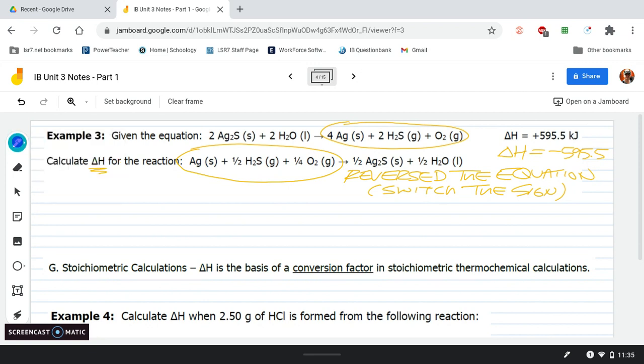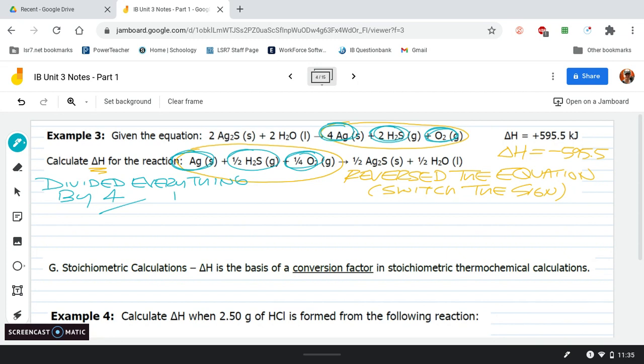Now, let's take a look at what they did to these values. This used to be a 4. It's now a 1. This used to be a 2. It's now a 1/2. This is a 1. It's now a 1/4. So what did they do? They divided everything by 4, or what we're looking at is 1/4 of the original value. So we're going to also divide by 4.